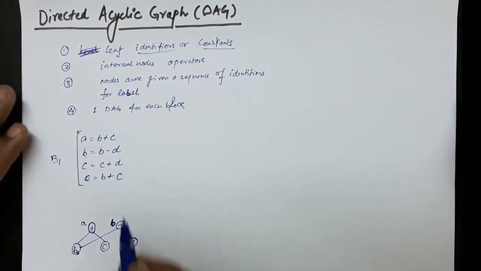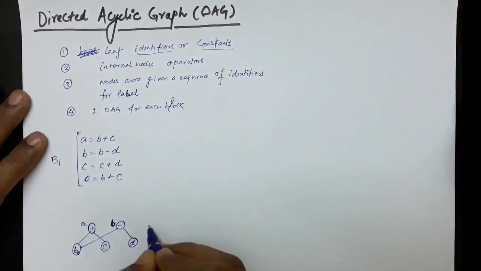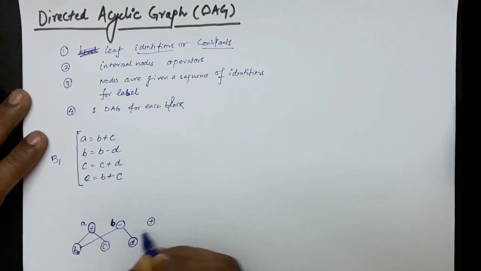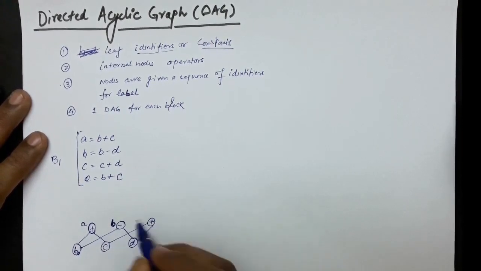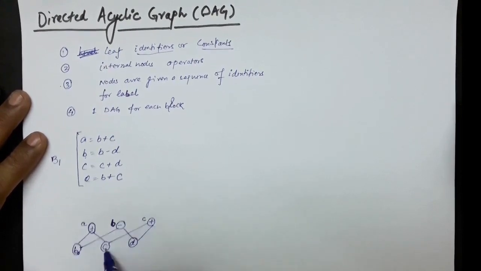Okay. Now after this we have C equals C plus D. So the C plus D operation is performed. So plus is the operation which is performed with C and D and the result is saved in C. Now again to differentiate between this C and this C, let's name this C as C0.